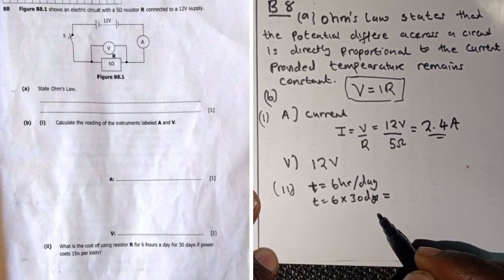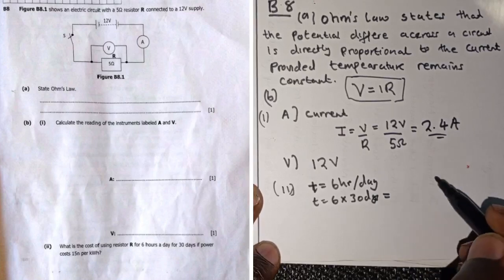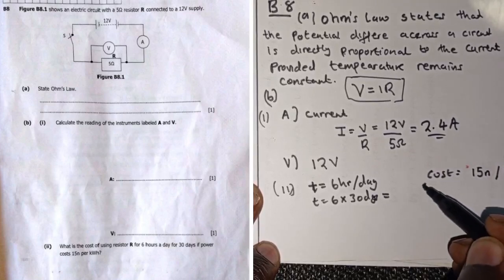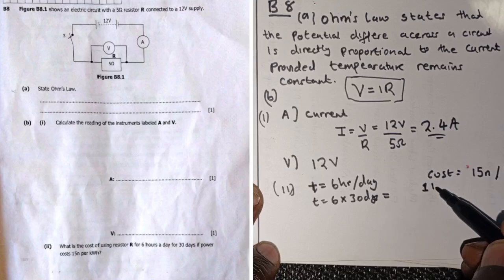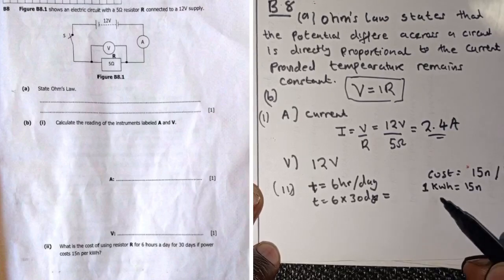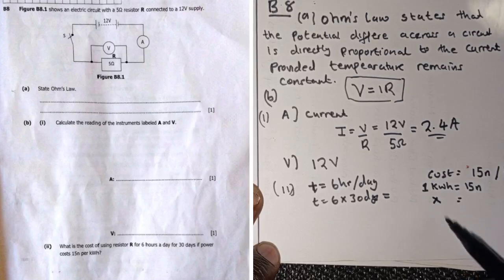What do we get, and then the cost is that should be 15 ngwe per kilowatt, so in other words 1 kilowatt hour is 15 ngwe, okay? Then we say, what about x kilowatt hour? Okay, we need to find this one, the x, okay?